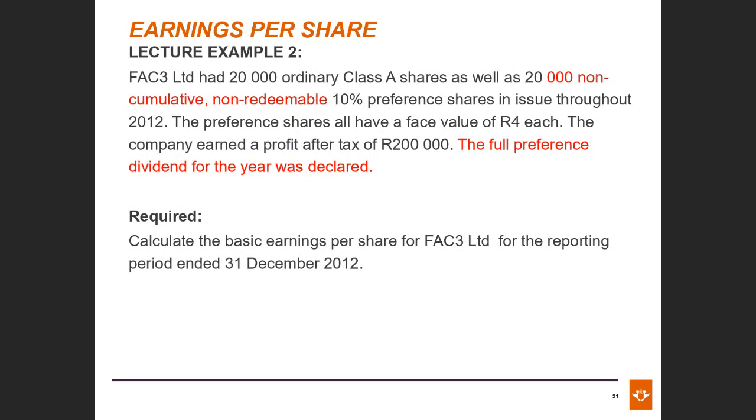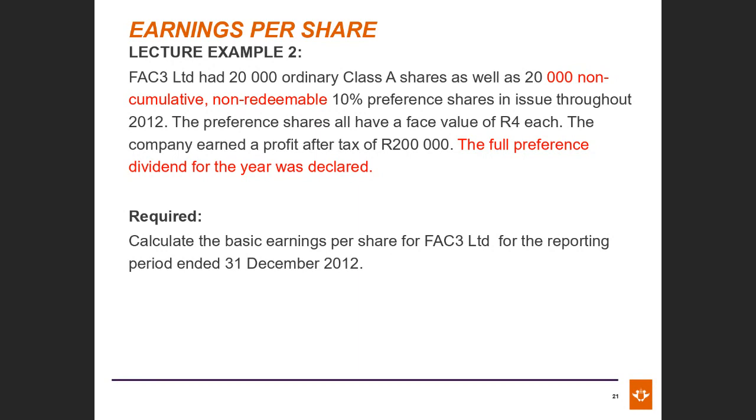So the preference shares all have a face value of 4 Rand each. The company earned a profit after tax of 200,000 Rand. The full preference dividend for the year was declared. Now you need to calculate the basic earnings per share for FAC3 Limited for the reporting period ended 31 December 2012. Okay, so it's similar to the previous example.